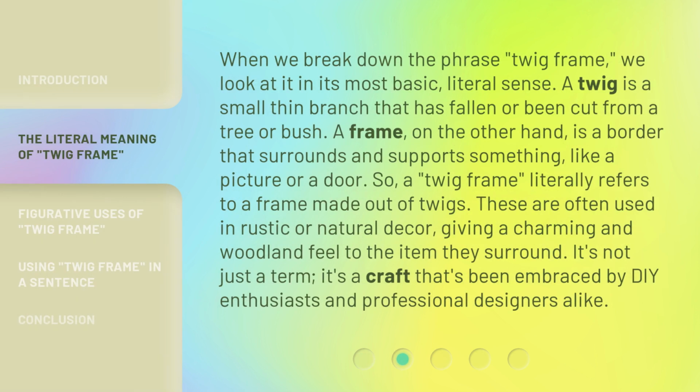When we break down the phrase, twig frame, we look at it in its most basic, literal sense. A twig is a small thin branch that has fallen or been cut from a tree or bush. A frame, on the other hand, is a border that surrounds and supports something, like a picture or a door. So, a twig frame literally refers to a frame made out of twigs. These are often used in rustic or natural decor, giving a charming and woodland feel to the item they surround. It's not just a term. It's a craft that's been embraced by DIY enthusiasts and professional designers alike.